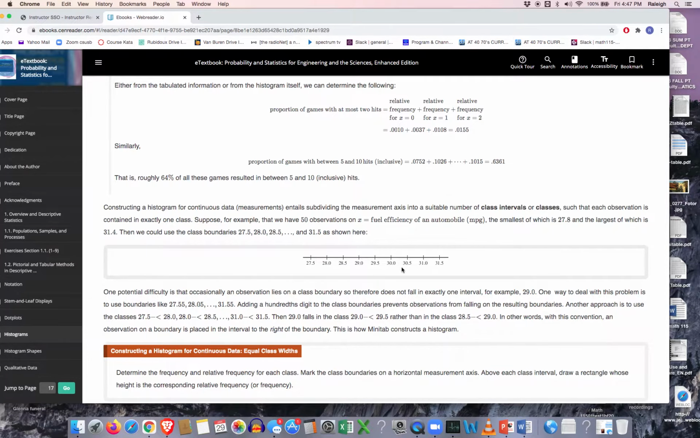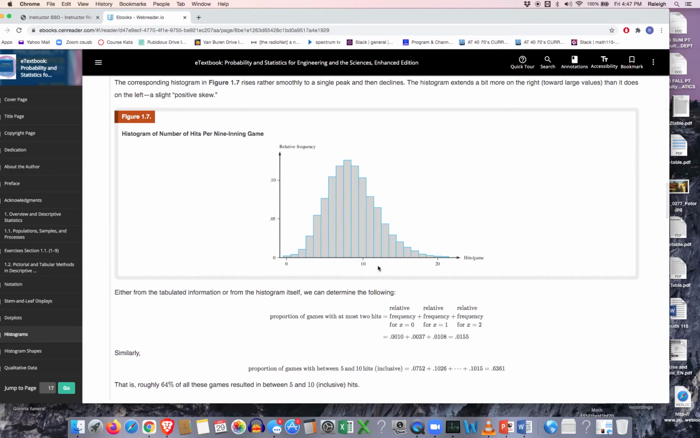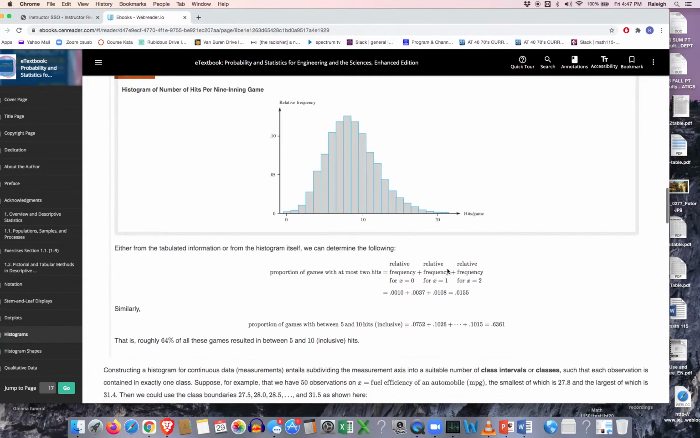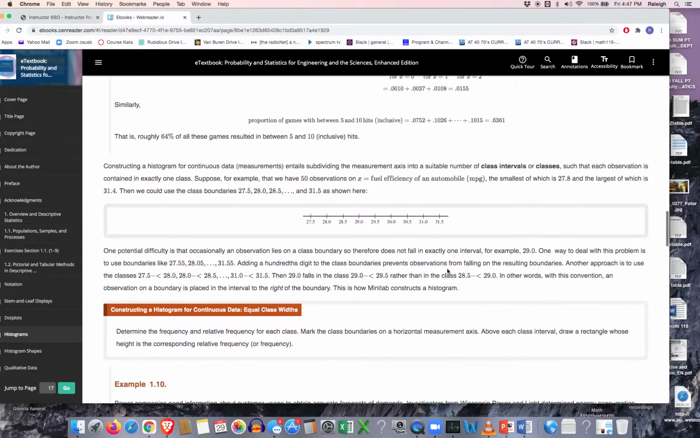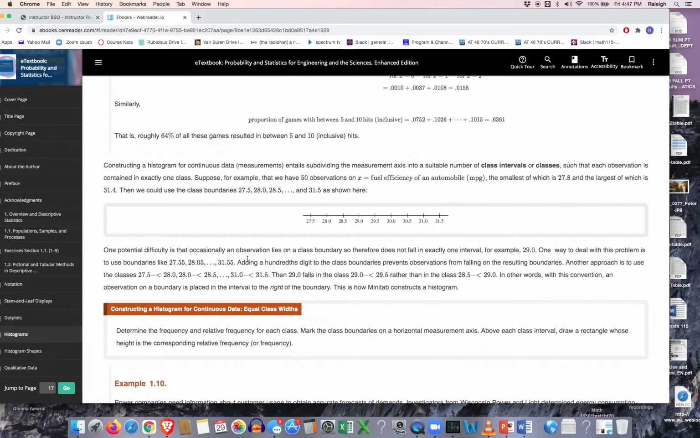These are done by half units, which is different than before. Here they were done by units, which is more easy to look at. But sometimes you have data that needs to be refined a little bit further. So they use the less than sign pretty nicely.